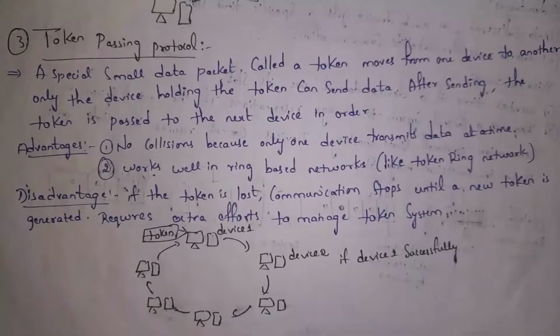These are the advantages. As only one device can send data by using the token, collisions will not occur. Guys, the token passing protocol is suitable for computers which are connected in a circular manner. Once any device loses the token, communication stops until a new token is generated. So the device needs to wait a long time in order to get a new token.